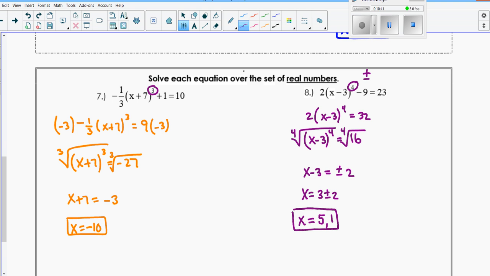Just so you understand why it's two answers, notice if I go back and substitute in, if I substitute a 5 in, 5 minus 3 is 2, 2 to the fourth is 16. If I substitute a 1 in, 1 minus 3 is negative 2, and negative 2 to the fourth is still positive 16.